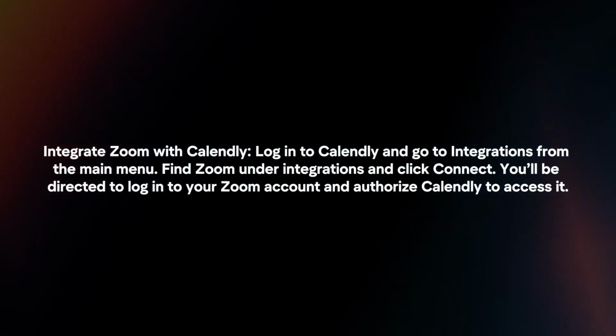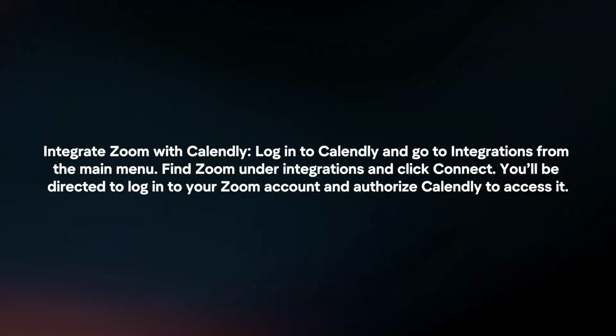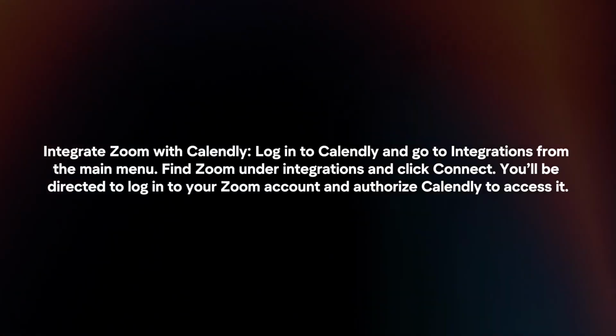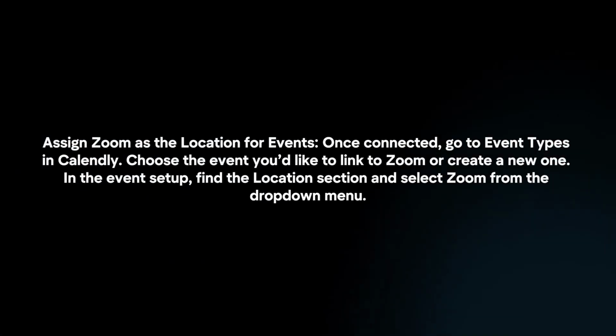Find Zoom under Integrations and click Connect. You'll be directed to log into your Zoom account and authorize Calendly to access it. Assign Zoom as the location for events.